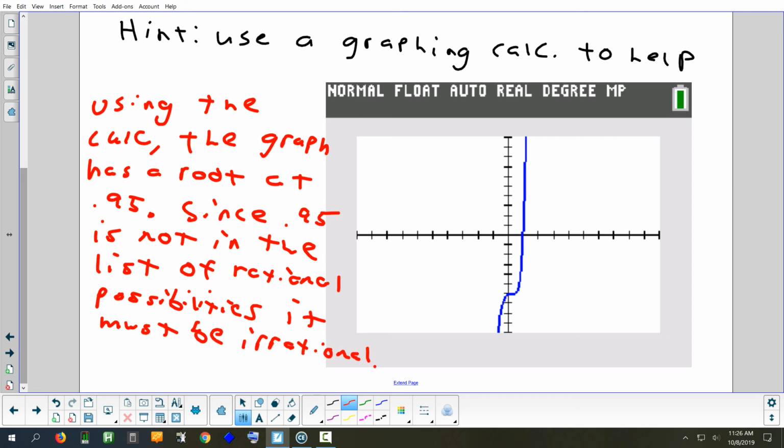Now, so it seems like it was a waste of time to write out all those rational roots because none of them even worked. Okay, that happens sometimes. We're going to do one where it does work, okay, eventually.